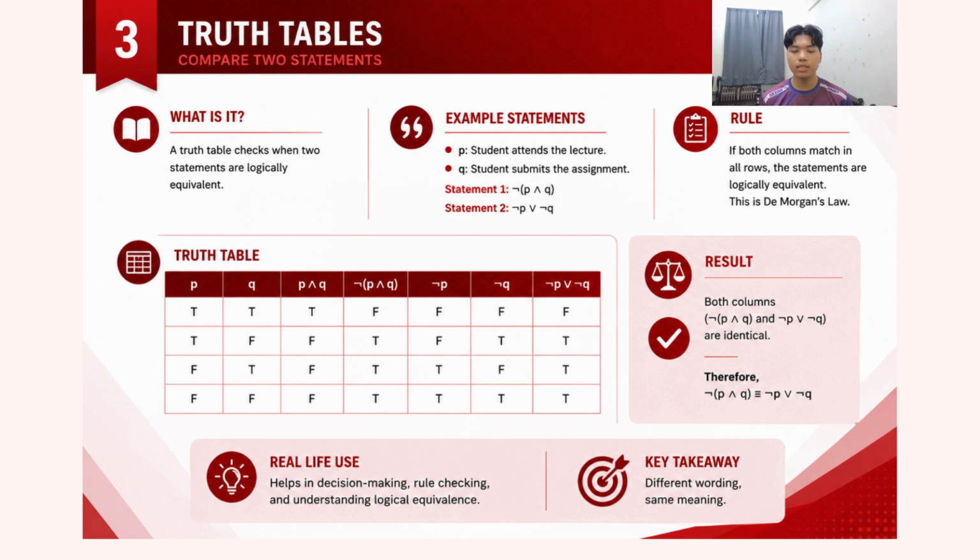In real life, truth tables are useful for decision making, rule checking, and ensuring that different statements actually convey the same meaning. The key takeaway is that different wording can sometimes express exactly the same logical idea.